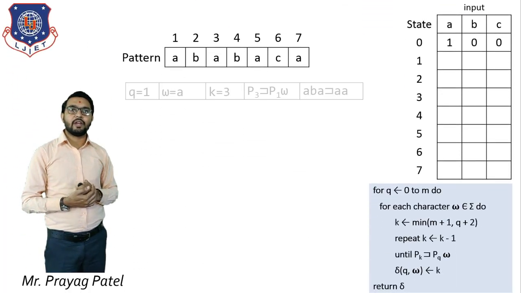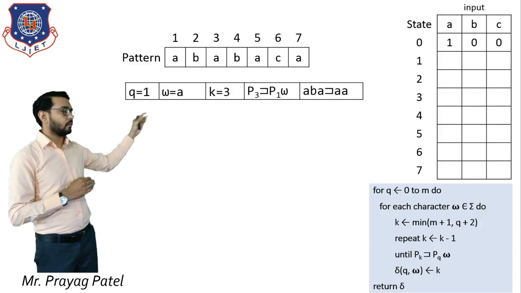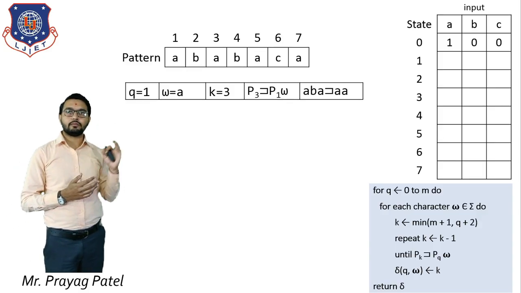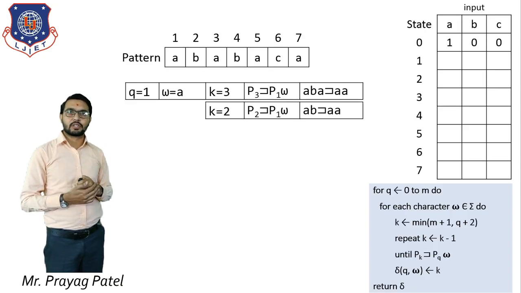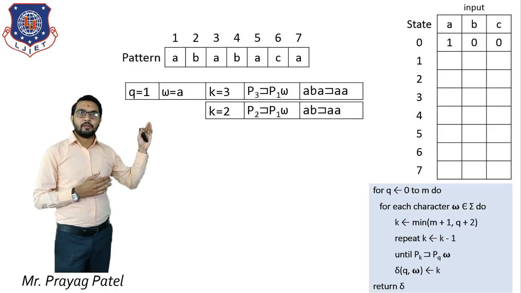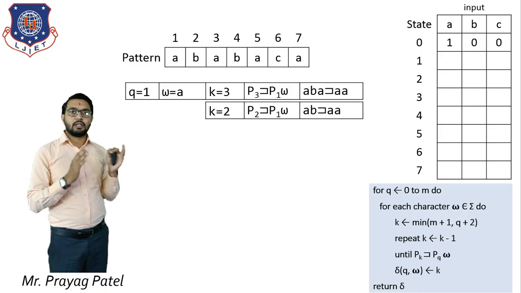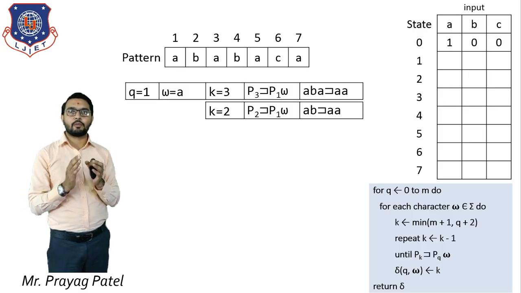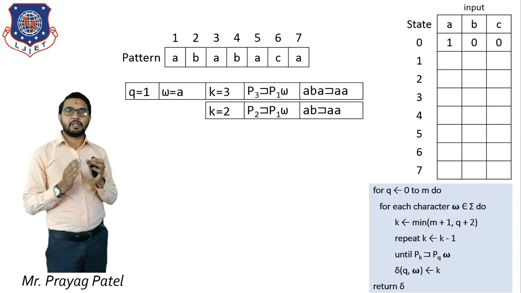Now in the same way you can find the value for each and every node. Consider node number 1, meaning K equal to 1. Here for K equal to 1, W equals A, B and C. Three options are there. So first consider W equal to A. Then the initial value of K is 3. So consider P3. P3 means the first three characters of your pattern, so A, B, A is your pattern P3.